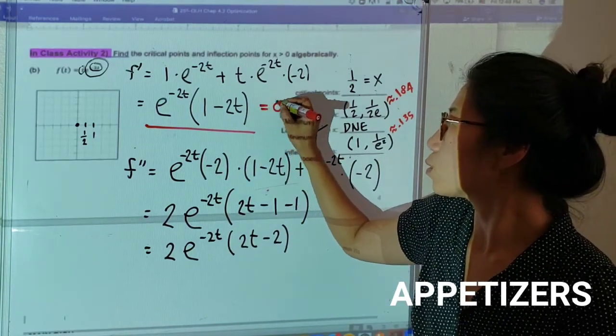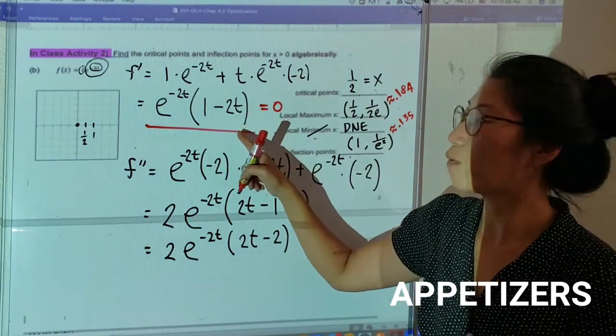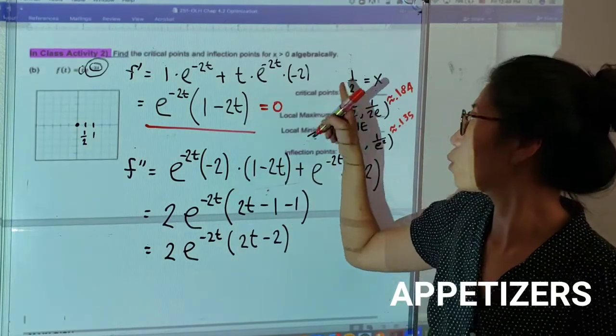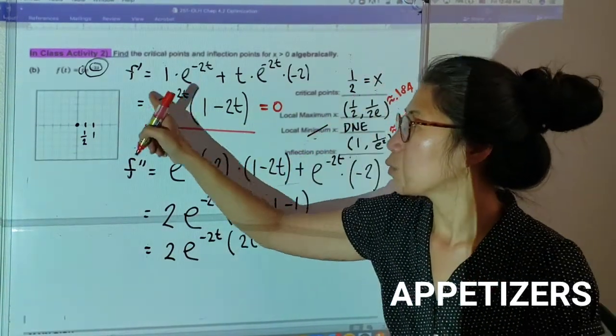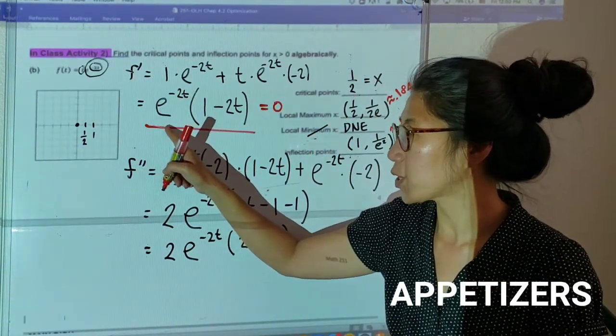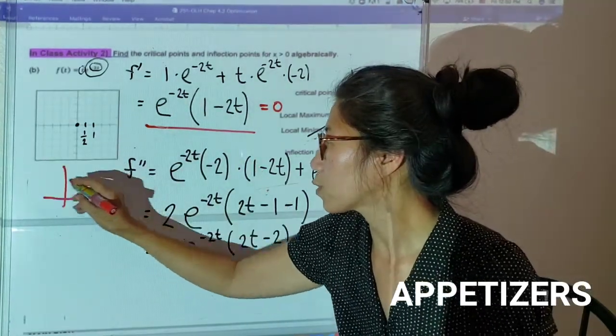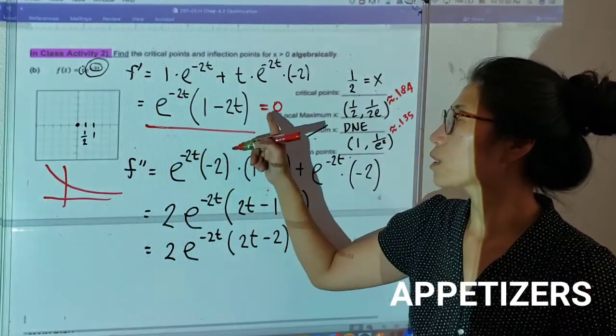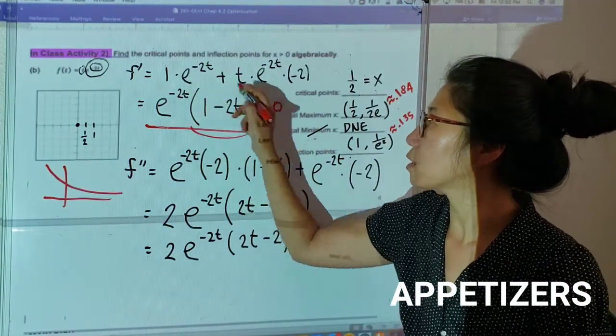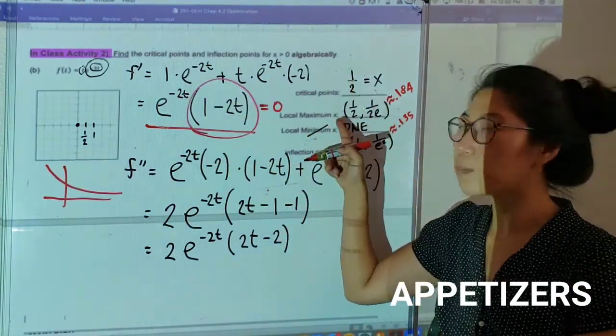So I set it equal to 0, and from here I will have only one critical point, which is going to be 1 over 2. Why? We saw this one in the previous chapter section. E to the negative 2t is never going to touch 0, because your function is going to look like this. So the only way that you can make it 0 is if this factor is 0, so only one critical point.